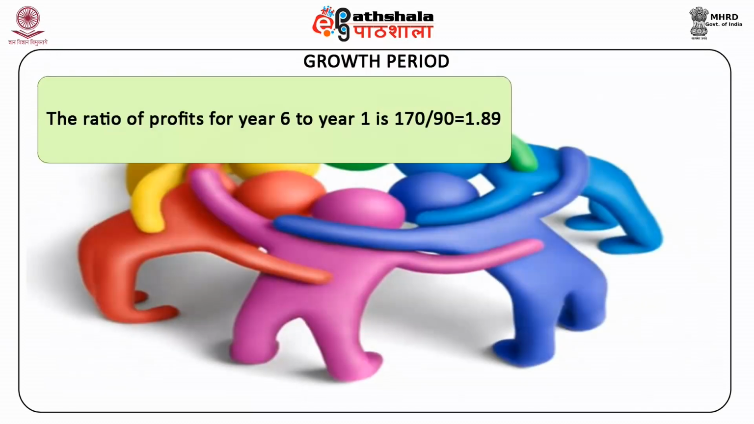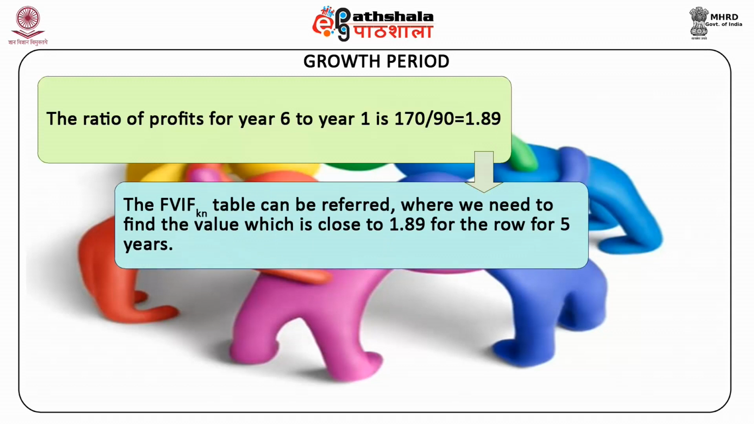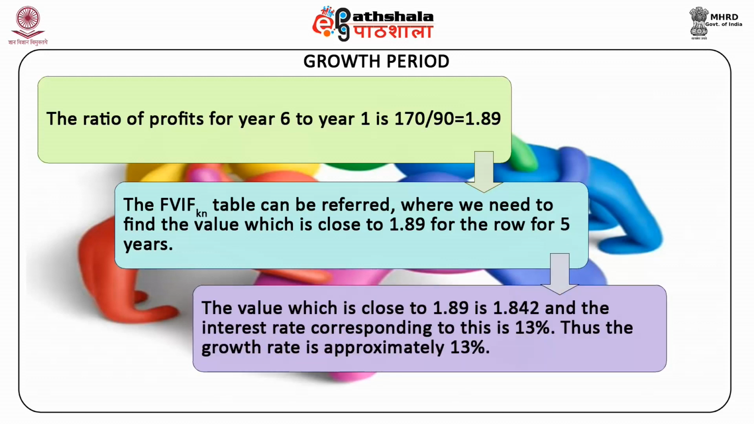The ratio of profit for year 6 to year 1 is 170 upon 90, which is equal to 1.89. The FVIF table can be referred to, where we need to find the value which is close to 1.89 for the row for 5 years. The value which is close to 1.89 is 1.842, and the interest rate corresponding to this is 13%. Thus, the growth rate is approximately 13%.